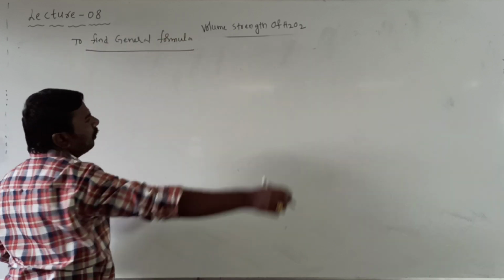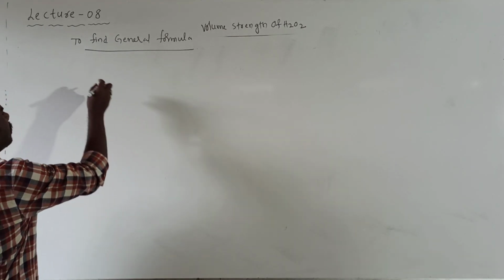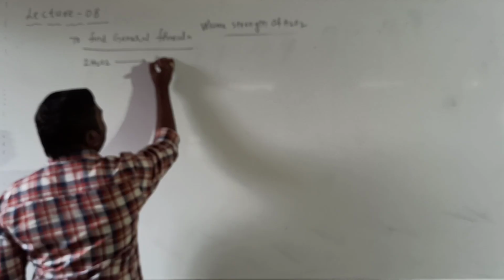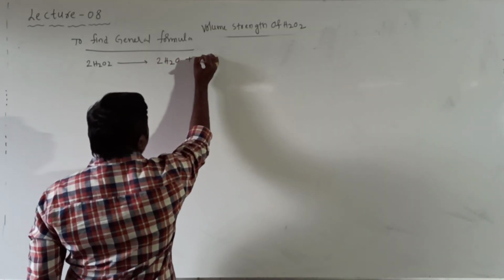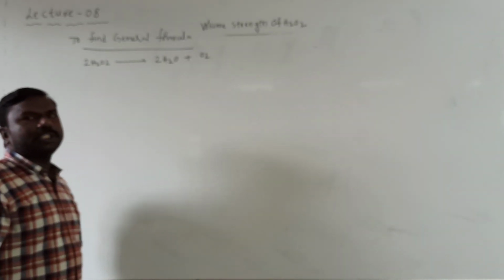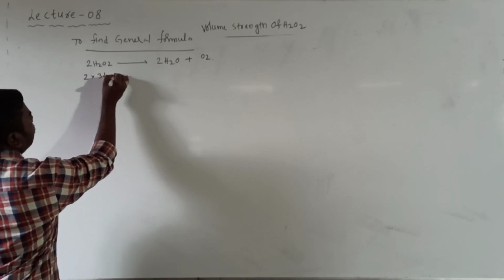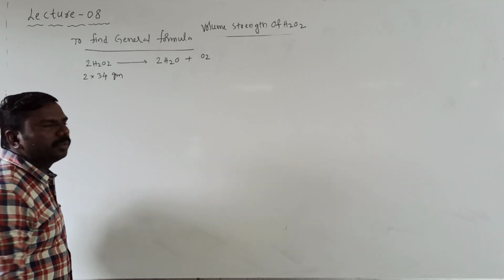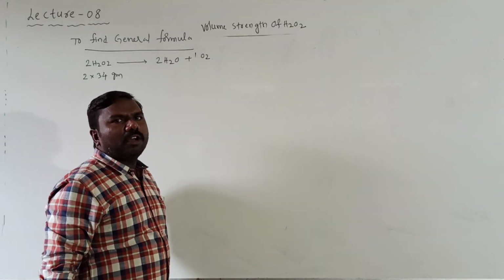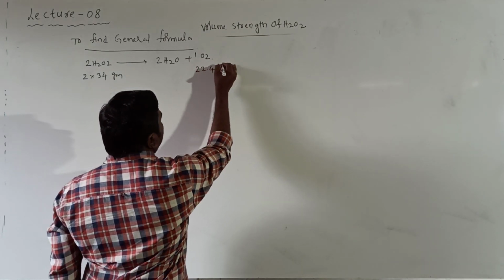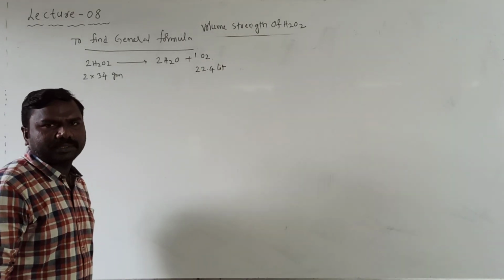So how to follow? 2H2O2 gives rise to 2H2O plus O2. This is the decomposition reaction of H2O2. 2 into 34 grams of H2O2 gives 1 mole of O2, and 1 mole of any gas occupies 22.4 liters of oxygen gas.